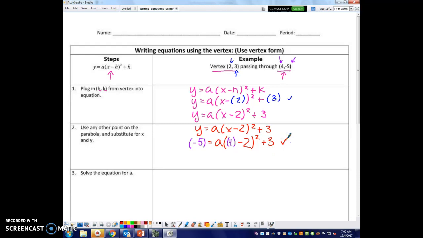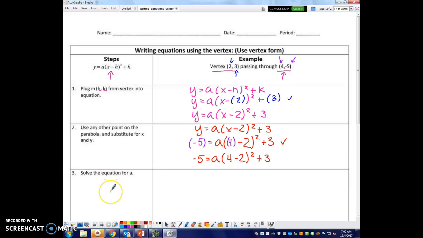If you don't see it, pause. Call me over so I can explain it. We're going to rewrite this so it looks pretty. Negative 5 equals a(4 minus 2) squared plus 3. All right.